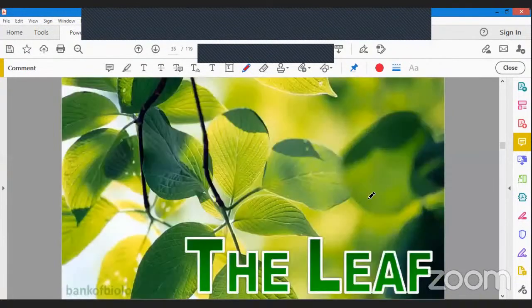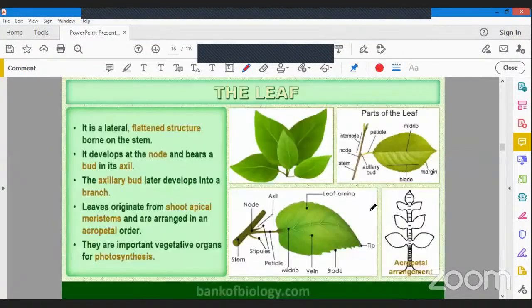Done. So we go to the next part, the leaf. So leaf is a lateral flattened structure born on the stem. So basically all leaves are green in color and they develop from the node and bear a bud at its axil. So at the tip, they'll bear a bud here, axillary bud. Then the leaves originate from the shoot apical meristems and are arranged in an acropetal succession.